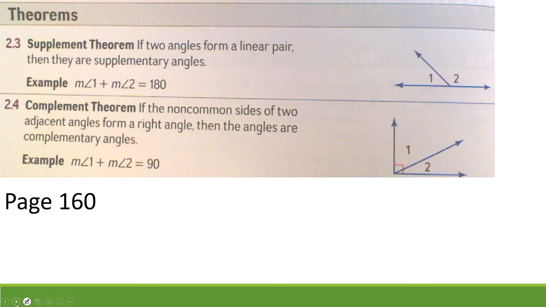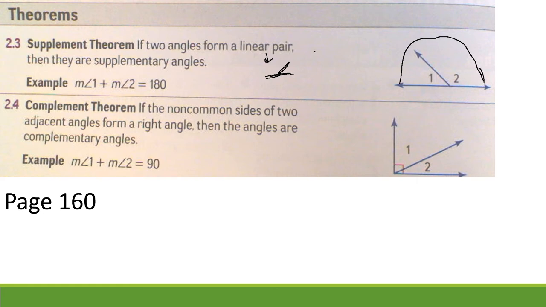So the supplement theorem says that if you have a linear pair, which remember is that Y shape, angles that form that sideways Y looking thing, or that make a half circle, then they're supplementary, which basically means that they add to 180. So if I see this in a problem, I can say that angle 1 plus angle 2 add to 180 because I know that they are a linear pair.